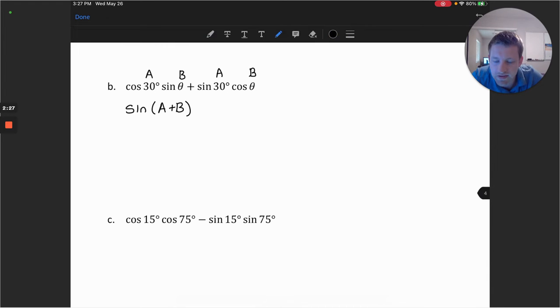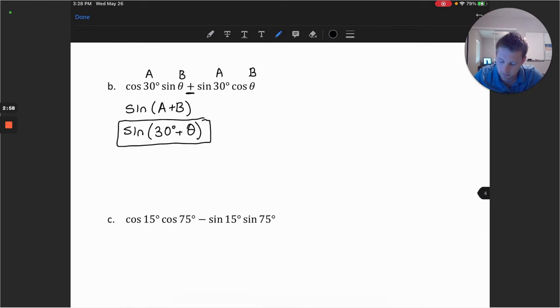The sine identities have the same sign in the middle, so this plus indicates this is still going to be a sum for the sine function. And so we have the sine of A, 30 degrees, plus B, which is here theta. In this case, we don't have any other way to simplify this with the theta variable, so we'll just leave it like this. Sine of 30 plus theta.